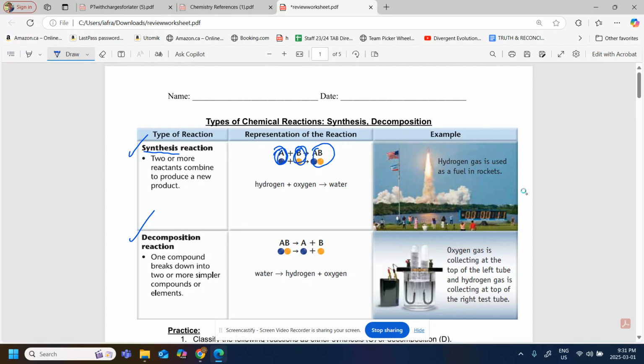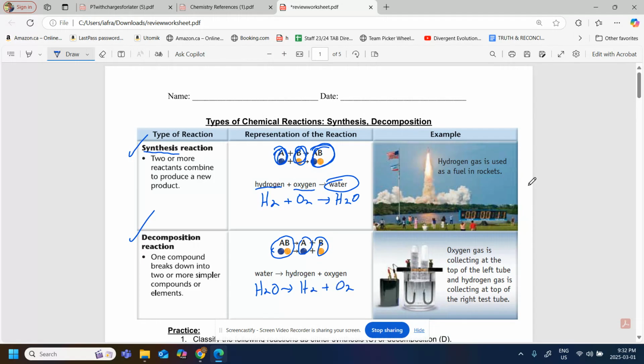So A and B come together to make AB. They're now together. Here we have hydrogen plus oxygen making water. So it would look like H2 plus O2, two things coming together to make one, a synthesis reaction. Whereas decomposition is the opposite. One big thing reacts to make smaller things. So it breaks down instead. Synthesis is to make, and decomposition is to break. So we have water would break down to make H2 plus O2.